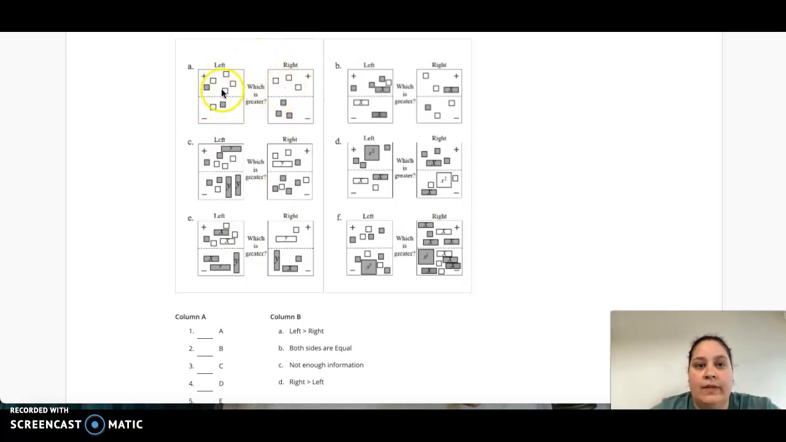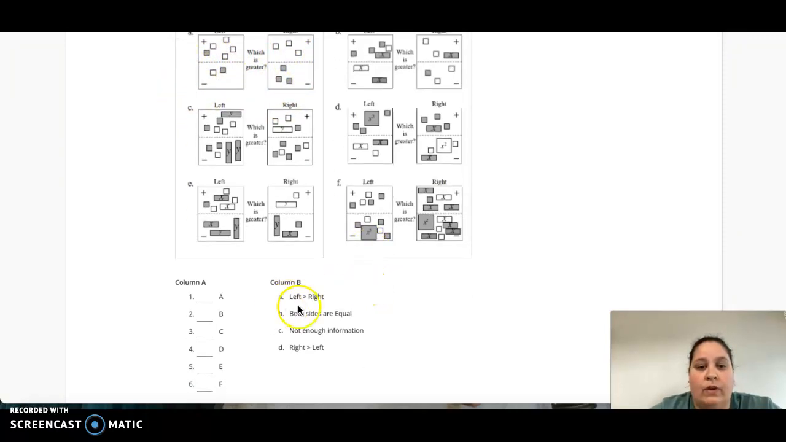So which one of these sides is greater? Is the left side greater? Is the right side greater? Or are they equal? So right down here, it says left is greater than the right. So if this left side is greater, then you would put A here for that answer. If the right side is greater, that's D. So if this right side is greater than this left-hand side, you're going to put D here for your answer.